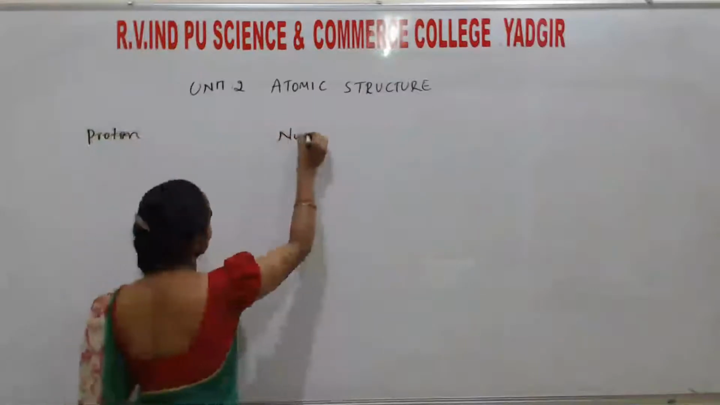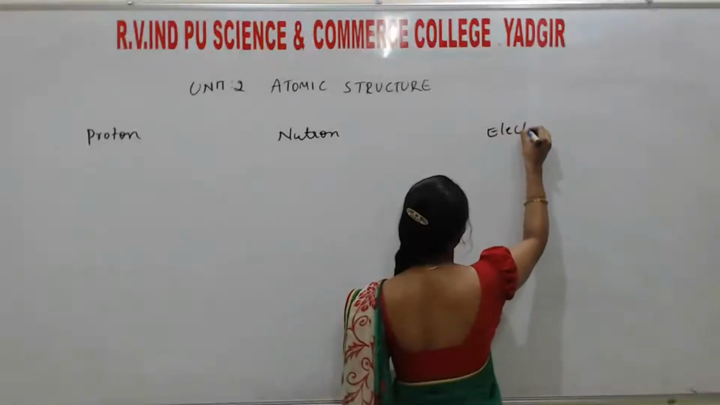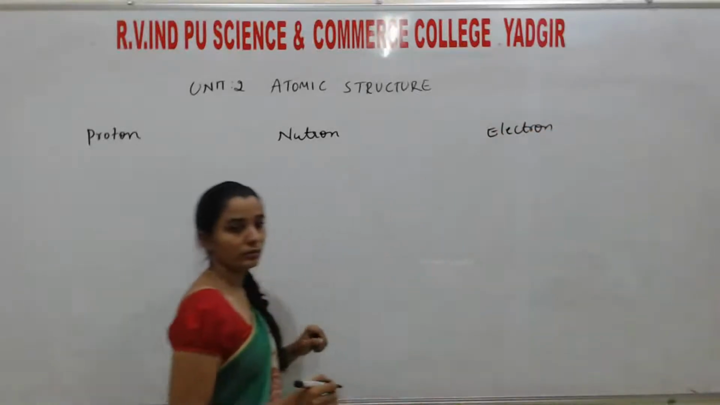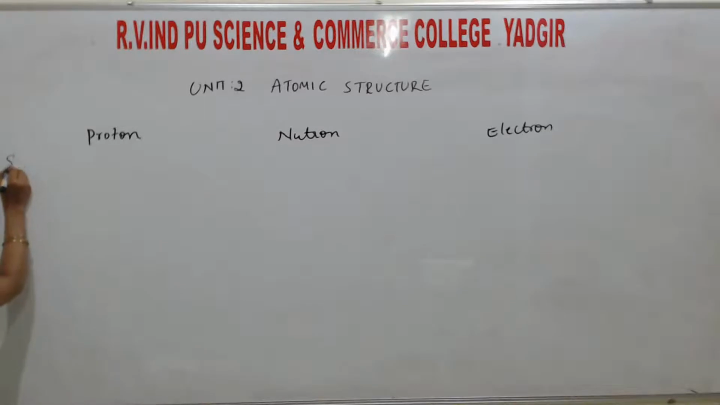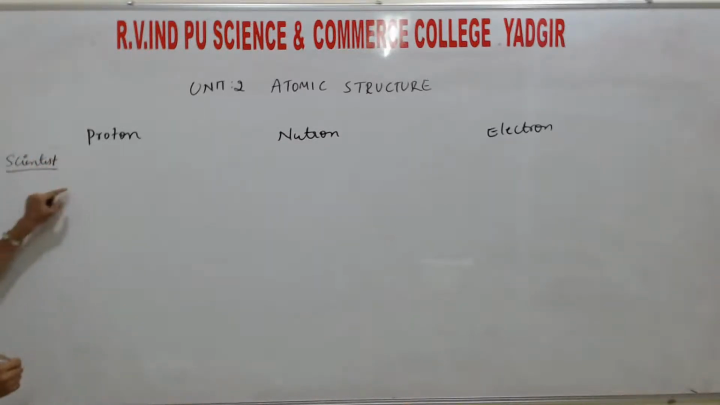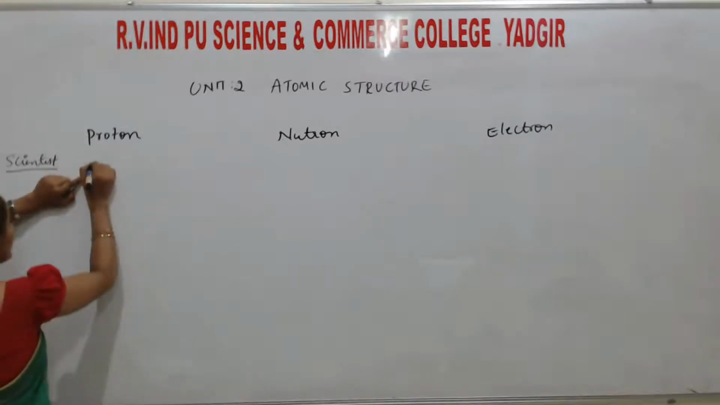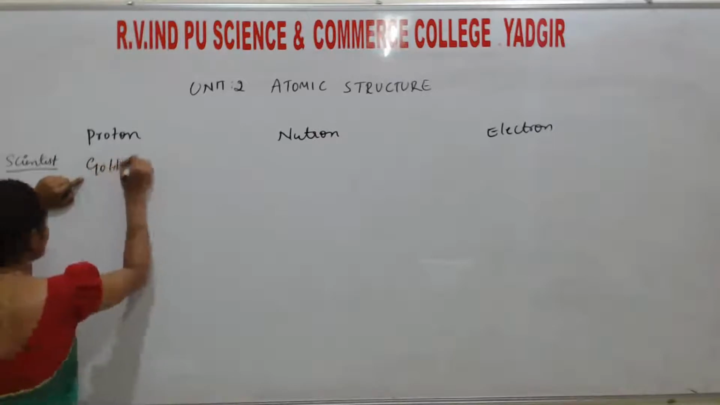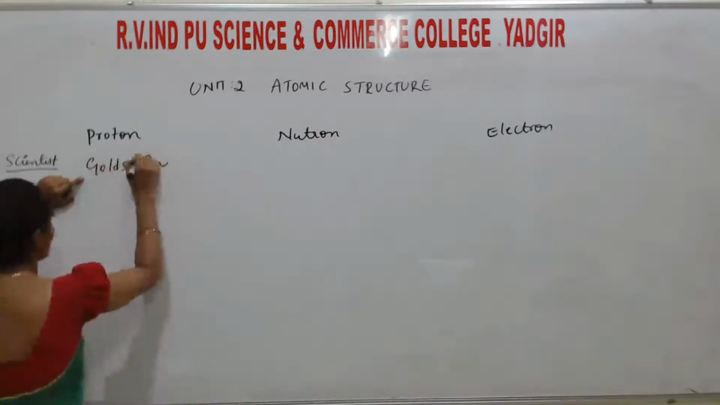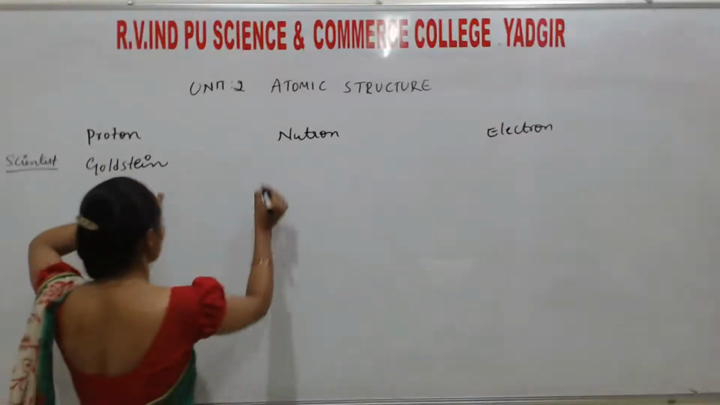Proton and electron. So first, the scientist name. Who discovered this? Proton, neutron and electron. So this is, students, proton was discovered by Goldstein. Neutron was discovered by James Chadwick.